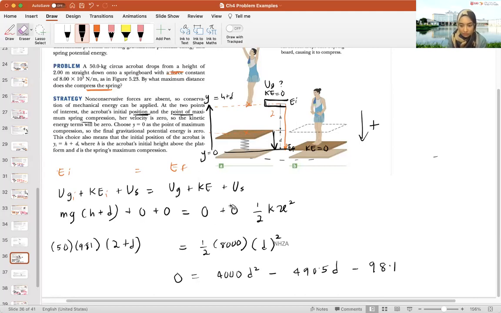And our C is minus 98.1. So our answer is D is equal to 0.229. And we would have another answer of 0.107. Which one should I choose?